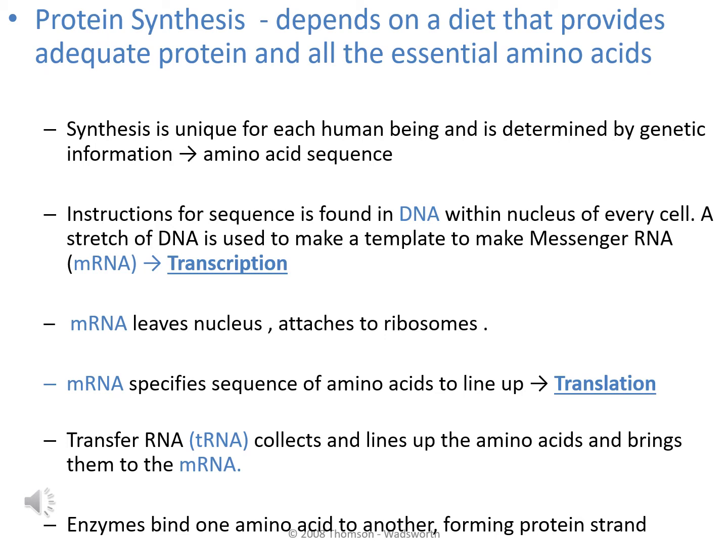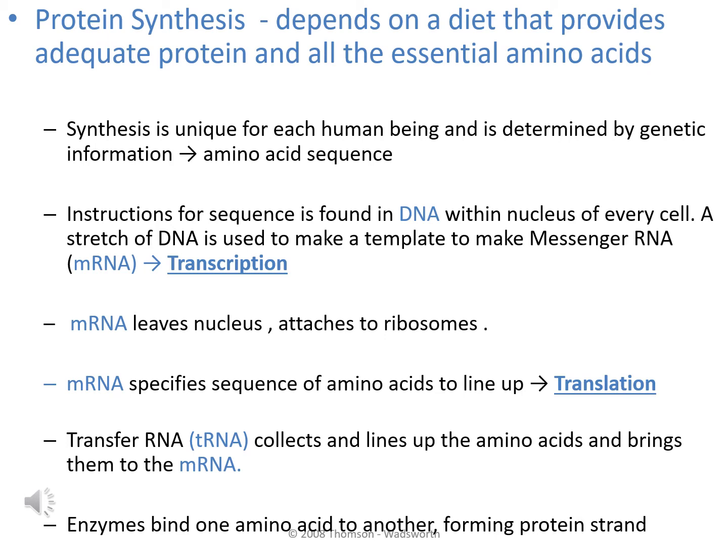The instructions for making every body protein are transmitted by genetic information which is received at conception. These instructions are found in our DNA, which is located within the nucleus of every cell. The DNA never leaves the nucleus. Instead, it transcribes what is known as a template, and this is designated as being messenger RNA. And this contains all the necessary information to make body proteins.